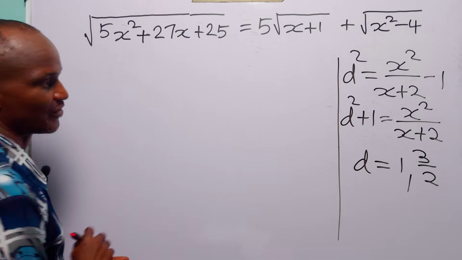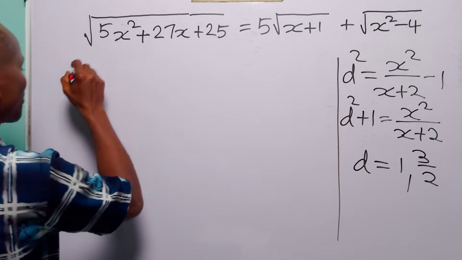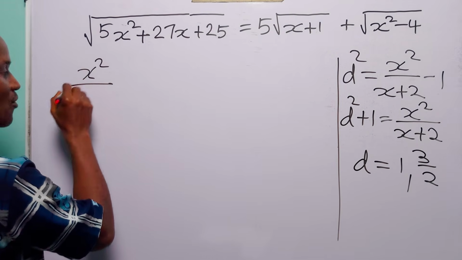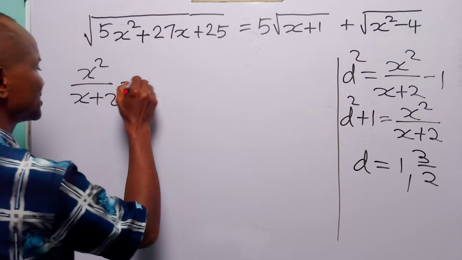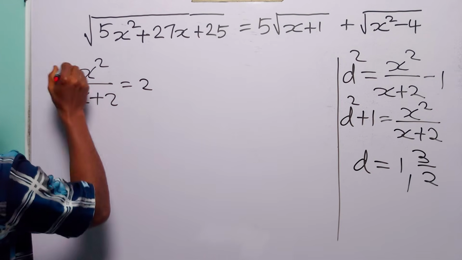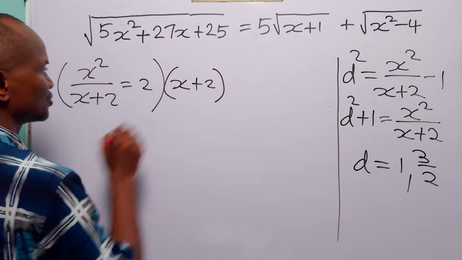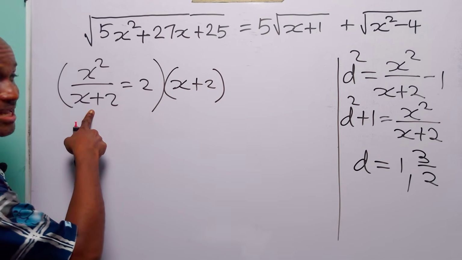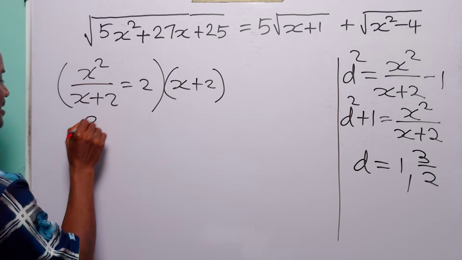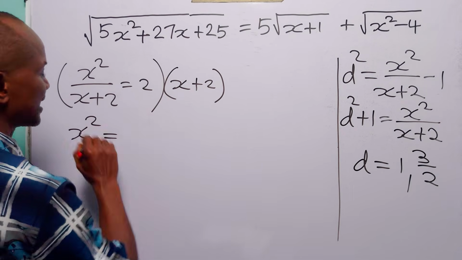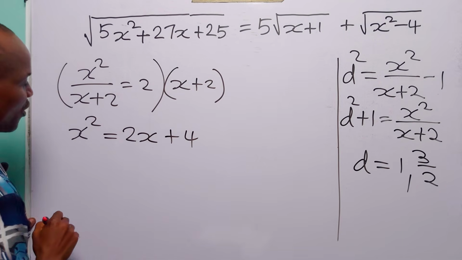And now to find the values of x, we go back to this substitution. When d is equal to 1, this equation becomes x squared over x plus 2 is equal to 1 plus 1, which is equal to 2. Now, to get rid of this fraction, let us multiply through this equation by x plus 2. When we multiply the left-hand side of this equation by x plus 2, of course, this is going to cancel that. We have x squared. Here we have 2 times x, which is 2x, and 2 times 2, which is equal to 4.